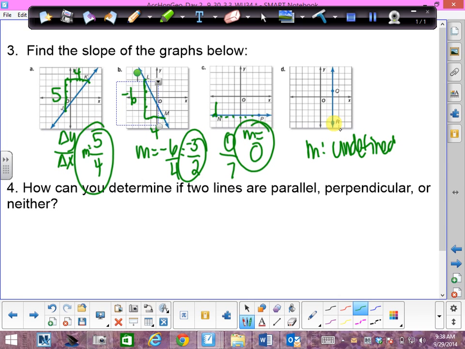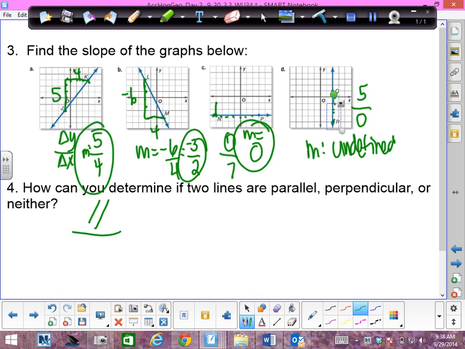And that's because we can count up 1, 2, 3, 4, 5, but we go over 0, which remember we said we can't take 5 of something and divide it into 0 parts, so that's undefined. So how do we determine if two lines are parallel, perpendicular, or neither?